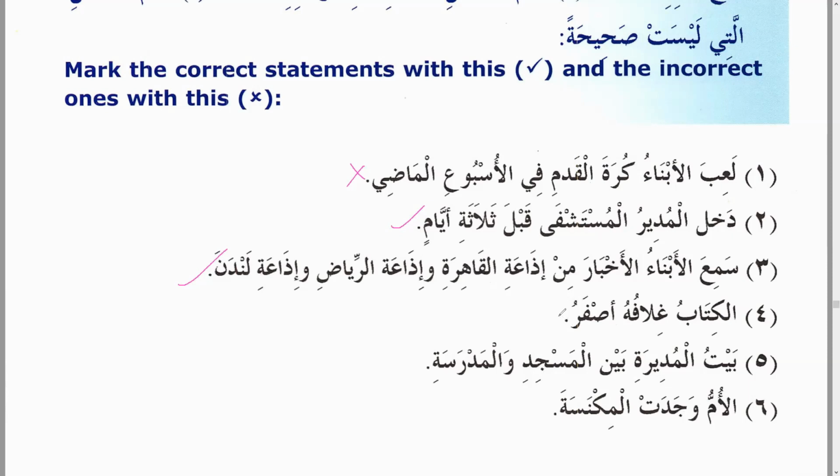I don't think it was red. I think this is false. The magazine's cover is yellow. The book is red. Ghilaf means cover. The book, its cover is yellow. No. It's magazine's cover. Baitul Mudirati, the principal's house is between the masjid and the madrasa.